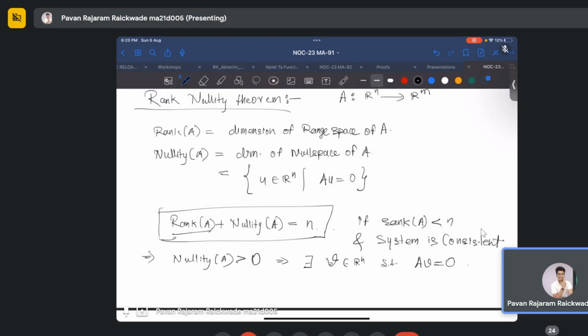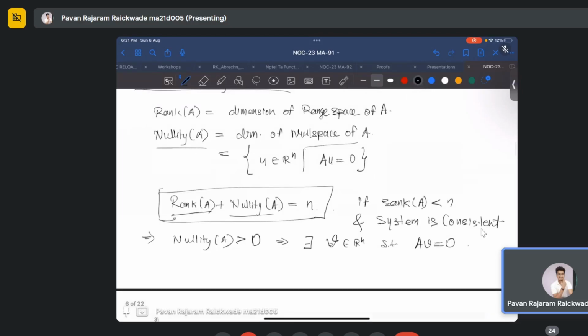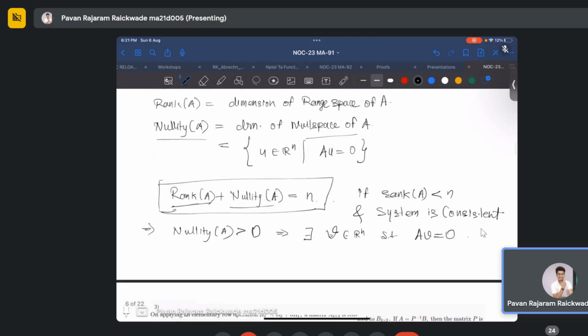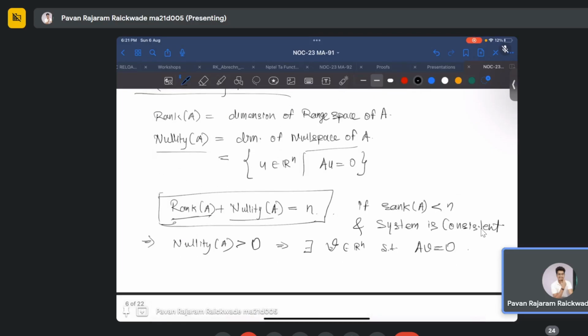Why? Because the rank of A is strictly less than n, the nullity has to be some non-zero number so that the addition will be n. Hence the dimension of the null space of A is positive. That means there exists at least some non-zero u for which Au gets 0. I'll call that vector V. Now, because the system is consistent, let u be the solution of the given system Ax equals B.